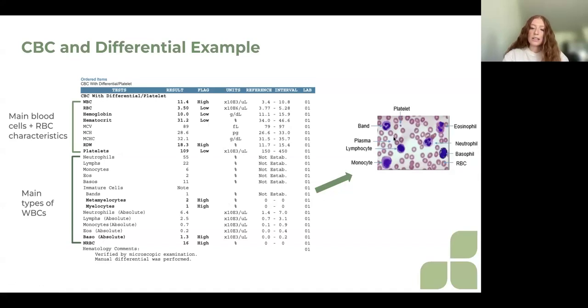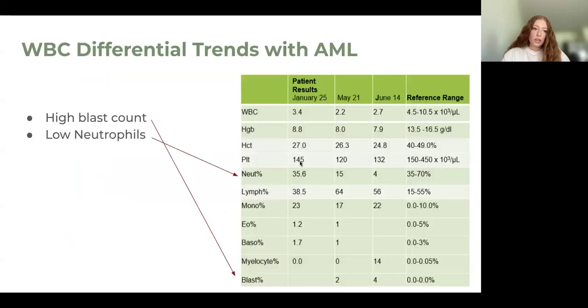Here's a better example of what it looks like under the microscope. You have the pink or red blood cells, and then the little dot right here is a platelet. And then these purple ones are all white blood cells, but they're different types of white blood cells. So with AML, these are all the white blood cells. This is some CBC right here.